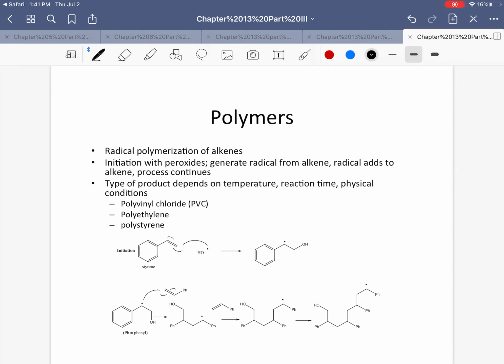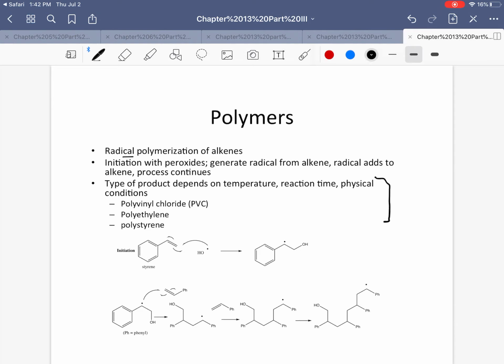This type of addition is also seen in some types of polymerization. So I'm not going to talk a lot about polymerization. Typically, polymers are formed either by a cation polymerization or more often by radical polymerization. These are initiated with peroxides, and you generate a radical from initial addition to the alkene, and then that just keeps adding to your supply of alkene.